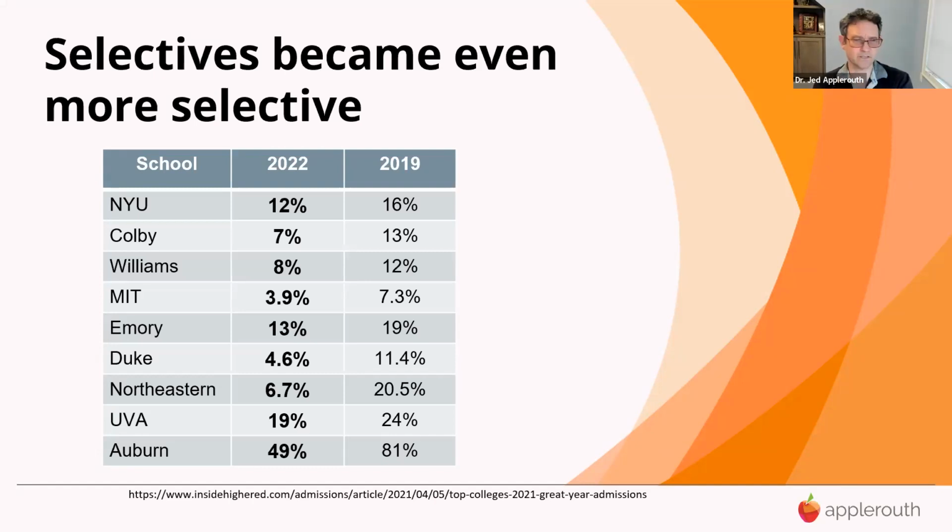But test scores are still there. Look at Northeastern. They really blew up. They were at a 20% acceptance rate, and now they're about 6%. So pretty amazing across the board what happened with the pandemic. And so the selectives are now very selective.